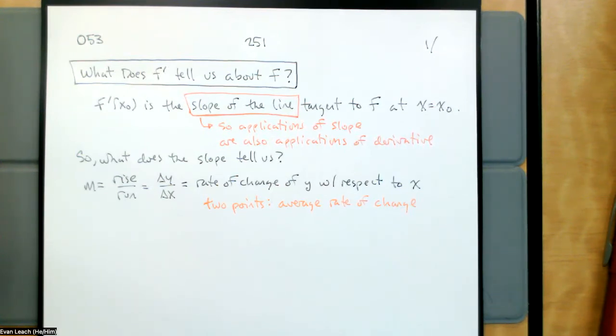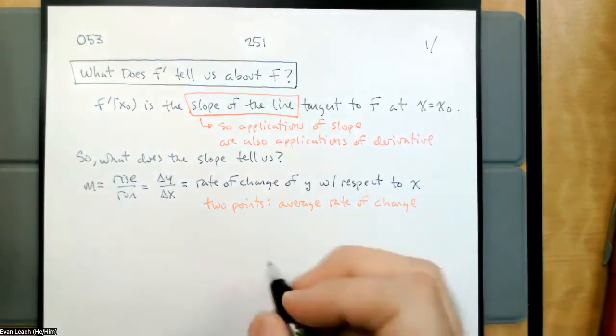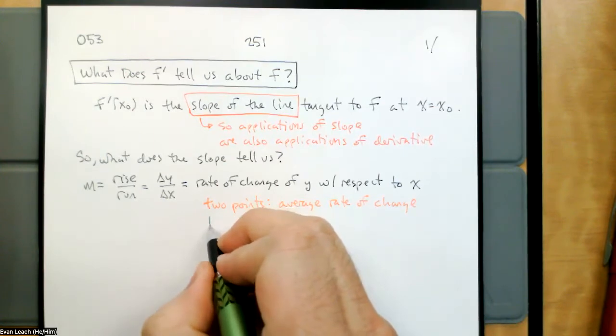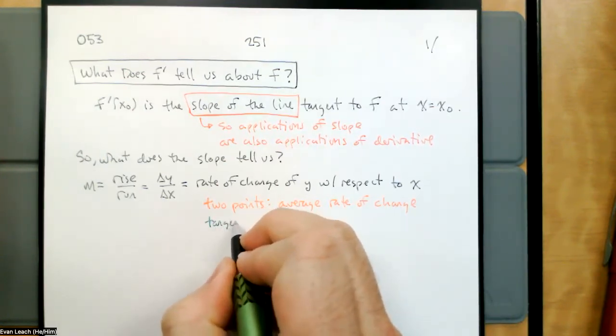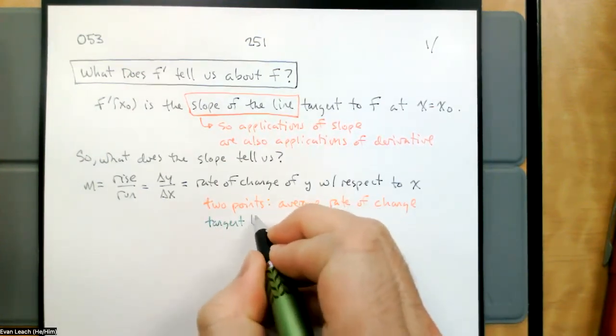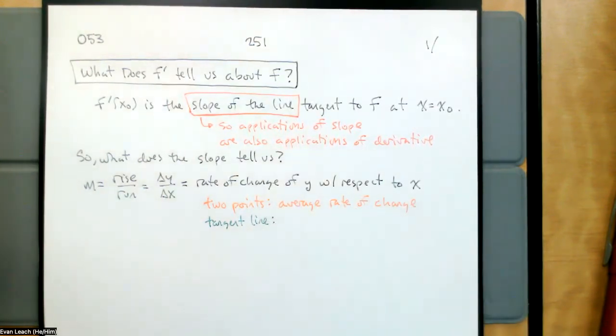So that's just your average because there's 2 points. You just looked at the total amount of distance divided by the total amount of time, average 60 miles per hour. If we're taking derivatives, if we have a tangent line, that's going to be our instantaneous rate of change.